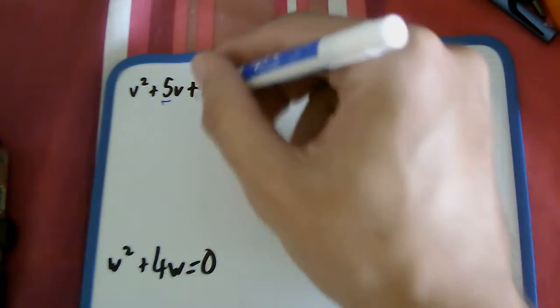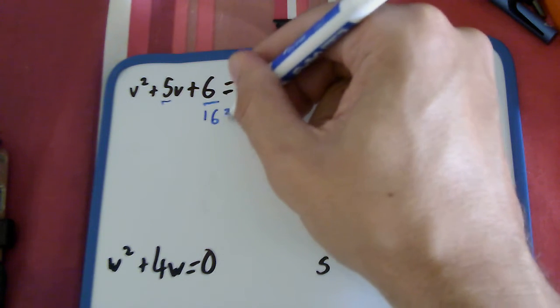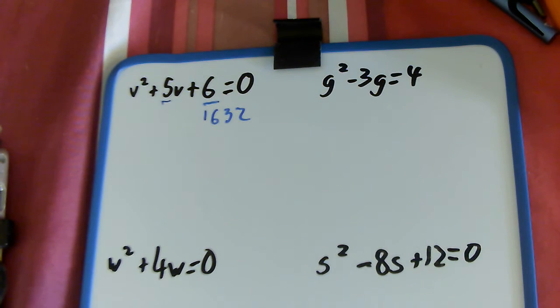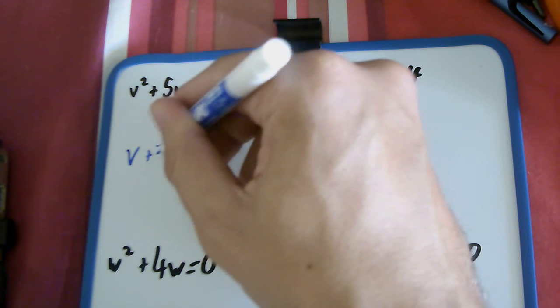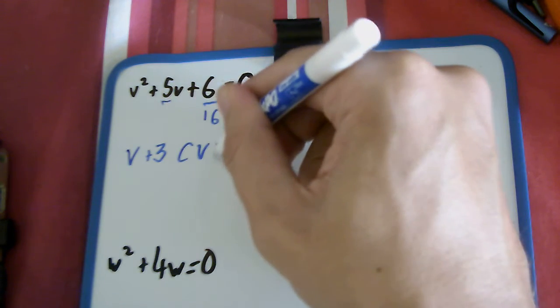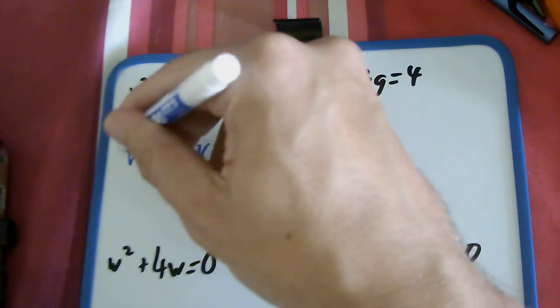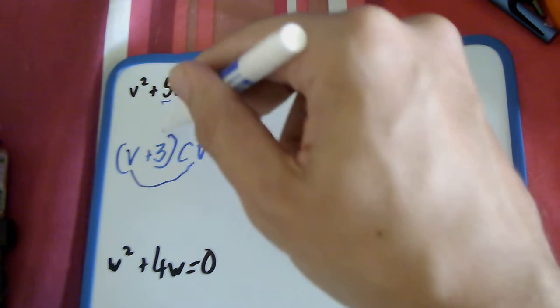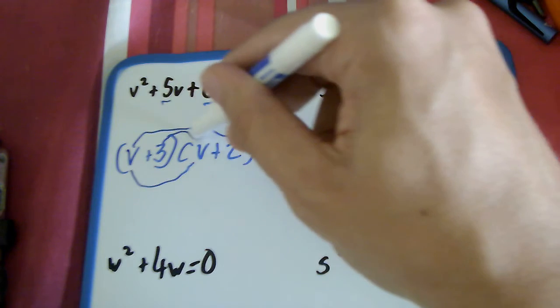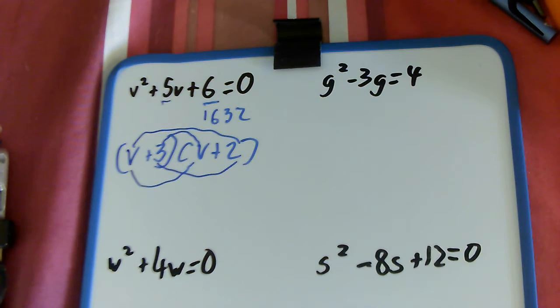The factors of 6 are 1 and 6, and 3 and 2, and which ones can we add together to get 5? It's plus 3 plus 2. So that is as simple as (v plus 3)(v plus 2). Obviously don't forget our brackets. If we did FOIL with that, we would end up getting v squared plus 5v plus 6, FOIL being first, outer, inner, last. That should be familiar for everybody.